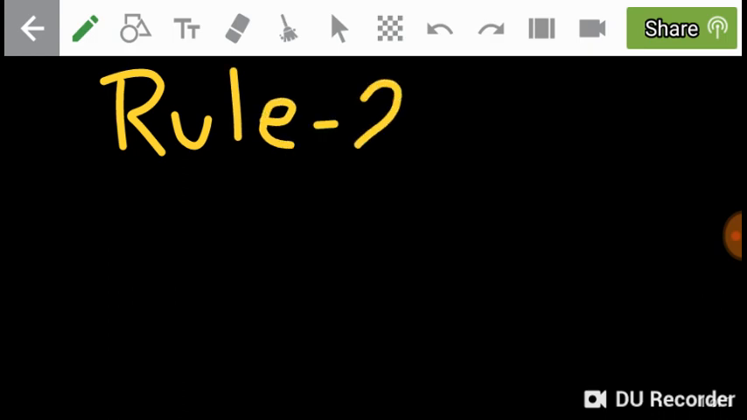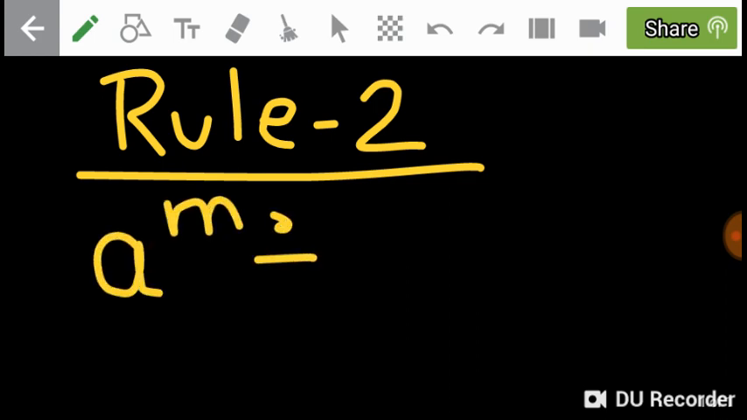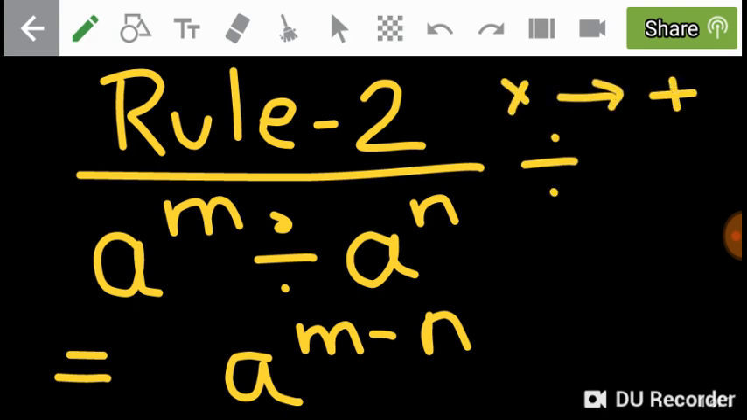Now let us see rule number 2. The rule number 2 is quite an exciting one and easy as well, because it can be easily related to rule number 1. If there is an exponent like this, but instead of multiplication the operation is in the form of division, what to do? When such things happen, we subtract the power. So in case of multiplication, we add the exponent, and whenever there is a division, to remember it very easily, just remove the dots of the division and you do subtraction of the exponent.